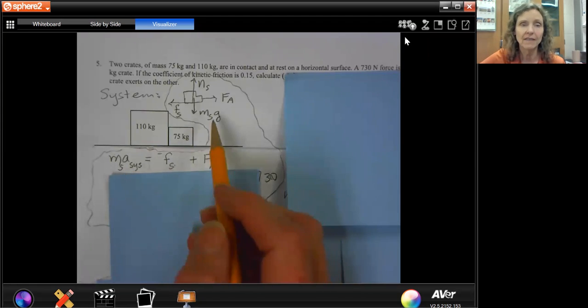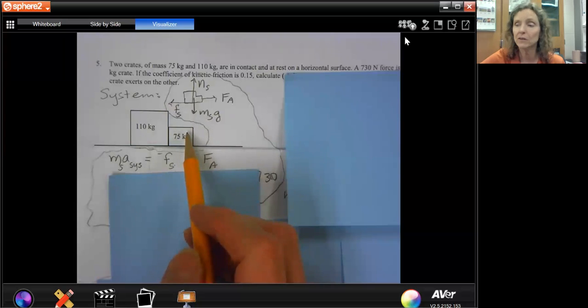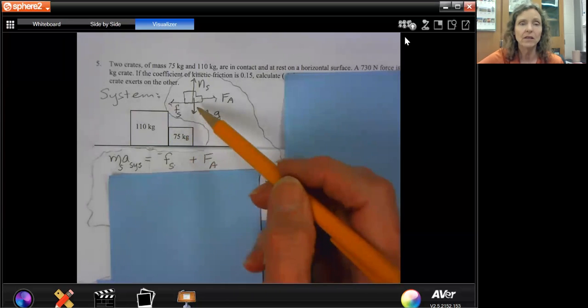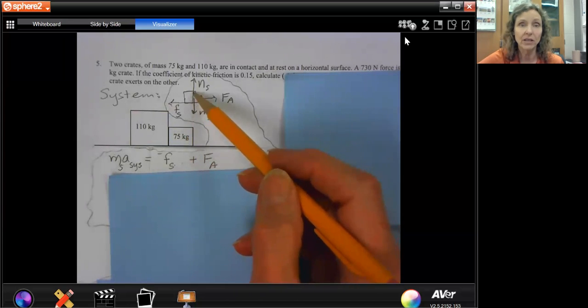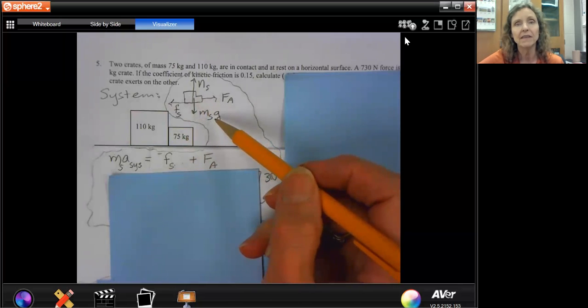I start off looking at the system as a whole. So I have a funny shape here because I'm pretending the 110 kilogram box and the 75 kilogram box are a single object with a combined mass of 185 kilograms. That way the applied force is applied to everything at once. I don't have to worry about the contact force to start with, and I can find the acceleration of the system.